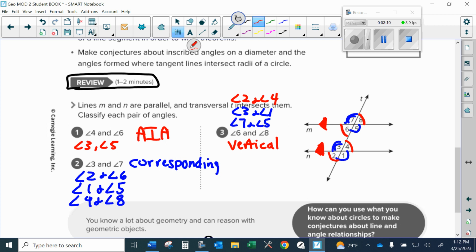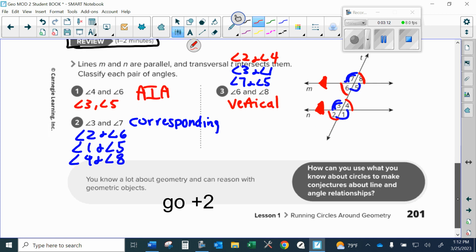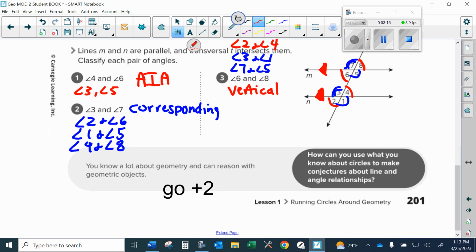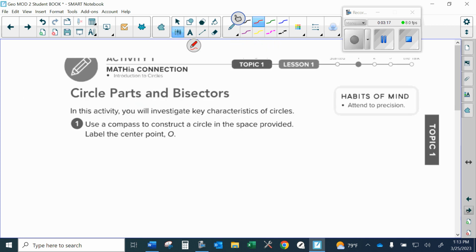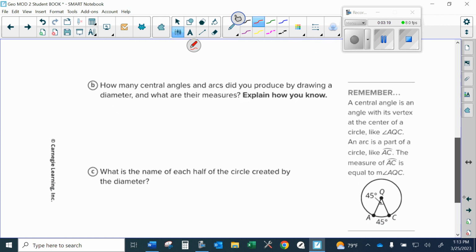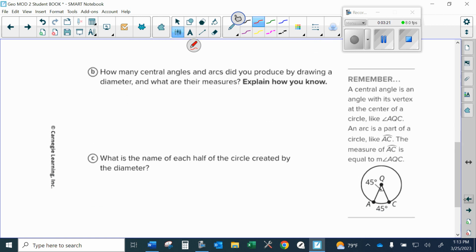Okay, so that's some review. Now go 2 pages ahead and come on down here. Vocabulary. Most of this section is about vocab.